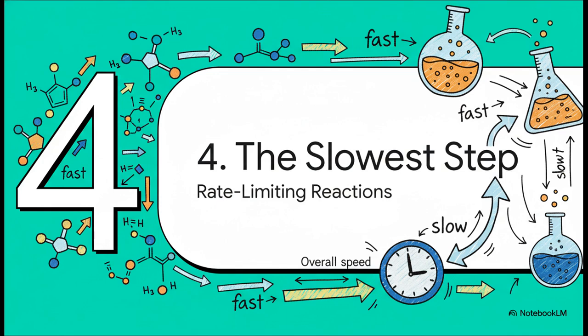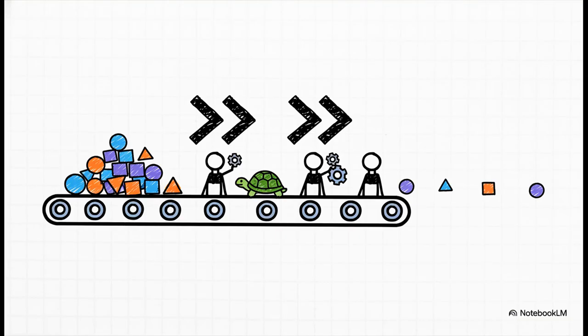So how do all those different speeds combine to give us the one single overall speed for the whole reaction? Well, think about an assembly line in a factory. You could have a bunch of super fast workers, but if there's one person on the line who's really, really slow, the entire factory's output is limited by that one person, right? They create a bottleneck. And guess what? Chemical reactions work the exact same way.